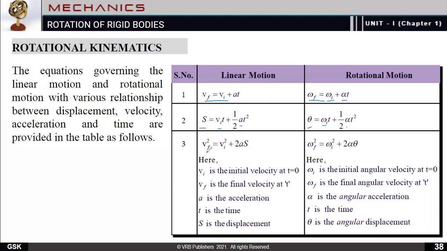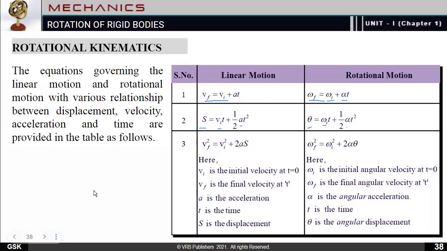Coming to the third equation of motion, vf square is equal to vi square plus 2as. Vf means final velocity, vi means initial velocity. Then coming to rotational motion, it is replaced as omega f square is equal to omega i square plus 2 alpha theta.